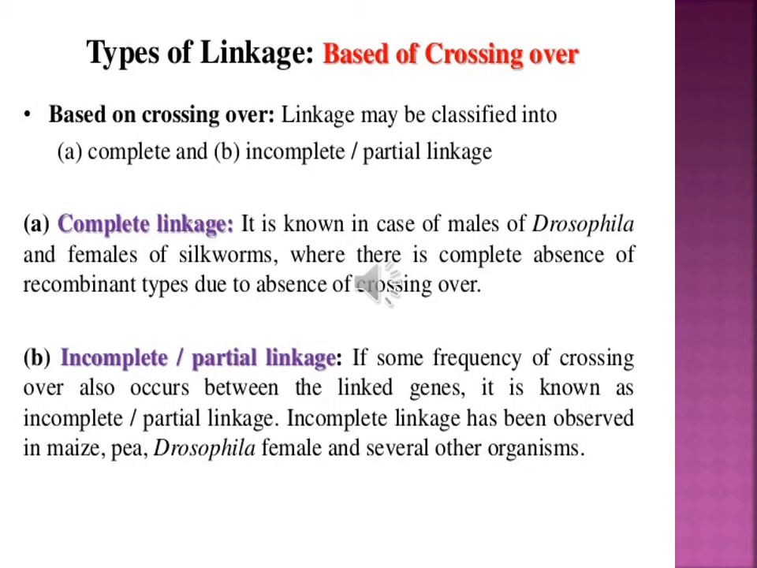Based on crossing over, linkage is of two types. One is complete linkage and the other is incomplete linkage. Incomplete linkage is also called partial linkage. Complete linkage is known in the case of males of Drosophila and females of silkworm, where there is a complete absence of recombinant types due to absence of crossing over. The next one is incomplete. If some frequency of crossing over also occurs between the linked genes, it is called incomplete or partial linkage.